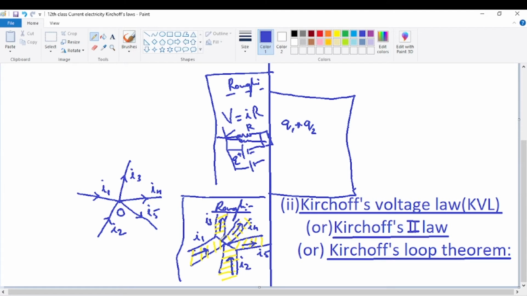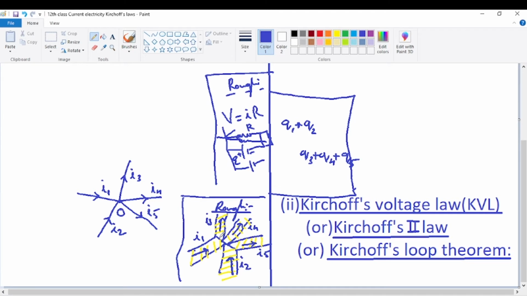Now consider this particular cross section of the third conductor. The charge flowing out of this cross section of the third conductor, call it Q3. In that same 1 second, it has entered the third conductor. In that same 1 second interval, the charge flowing into the fourth conductor, call it Q4. And in that same 1 second, the charge entering the fifth conductor, call it Q5. So the total charge which has entered all these 3 conductors is Q3 plus Q4 plus Q5. Like this it can be written.